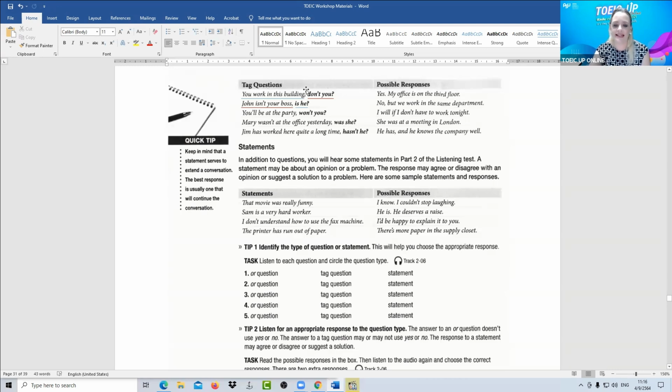What you can see, notice with the tag, you is the subject. So it's at the end with the negative. John is the subject. He is in your tag question. You'll be at the party. You is your subject. You will be in your tag question. Mary is the subject. She will be in your tag.